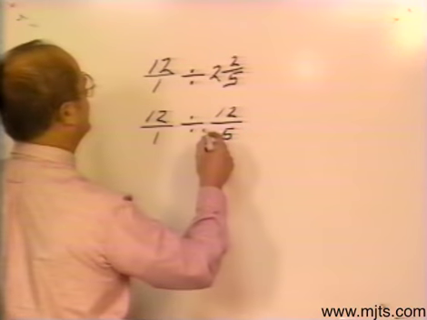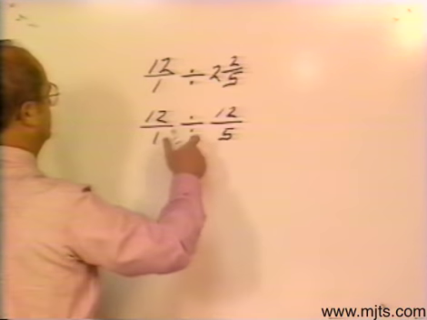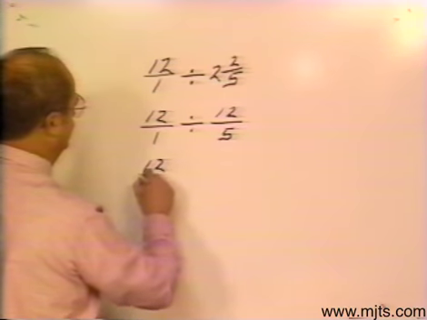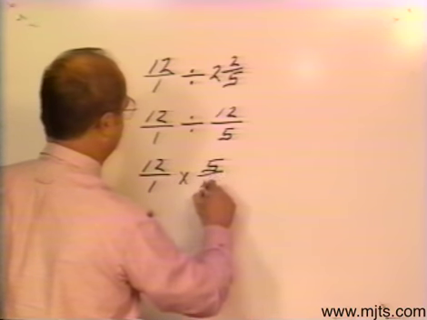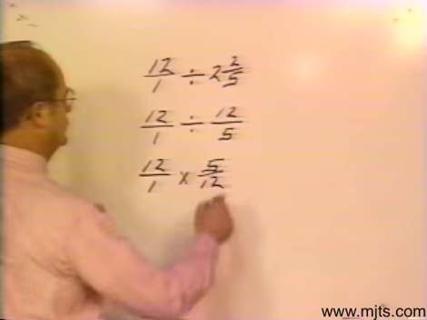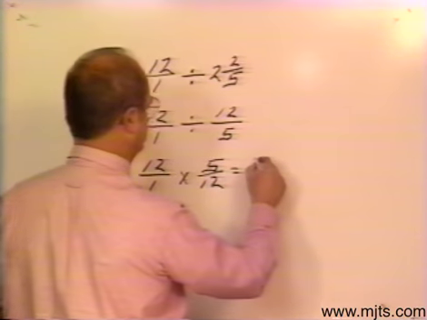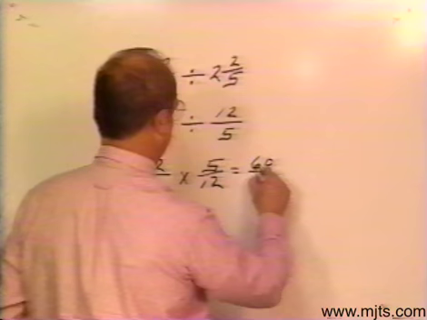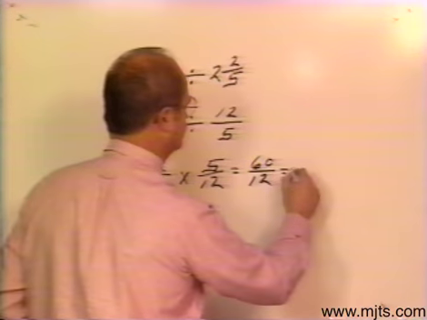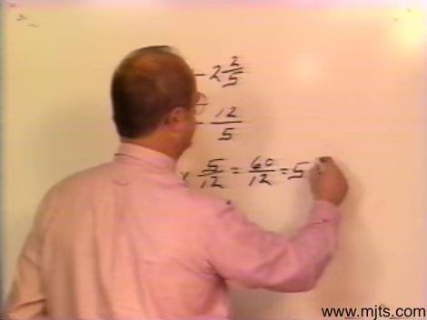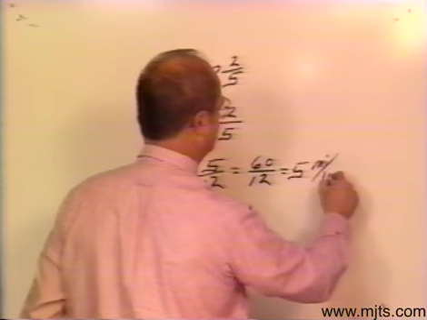Okay. Now, what I have to do is invert my divisor and multiply. I'll have 12 over 1 times 5 over 12, which would be equal to, then multiply across the top and across the bottom. I will have then 60 over 12, which is equal to 5. Now that would be 5 miles in 1 minute.